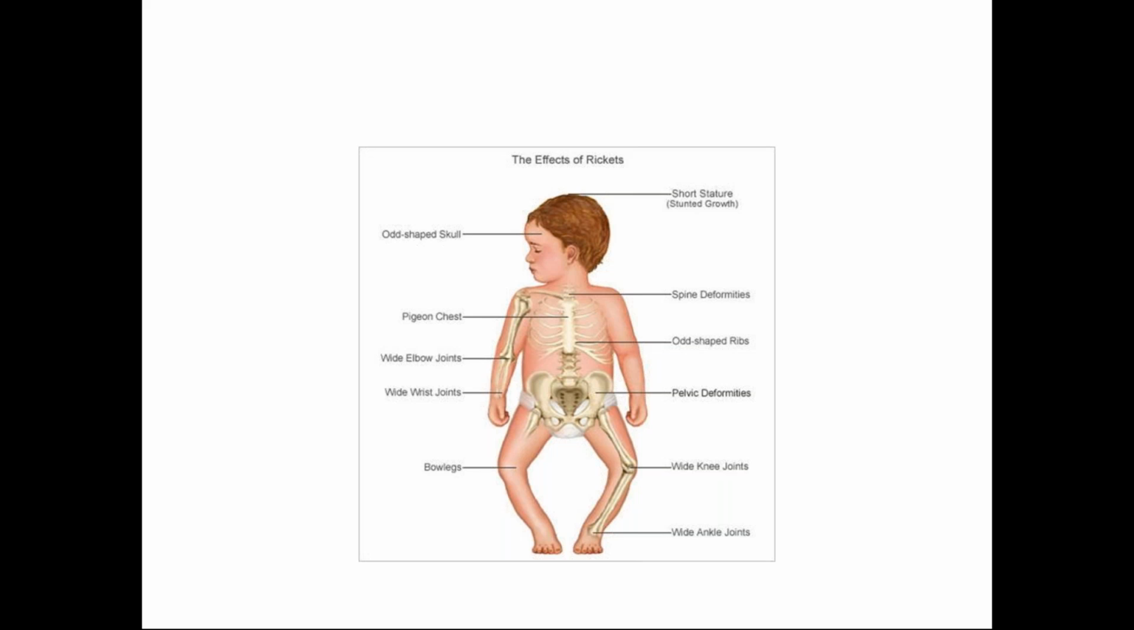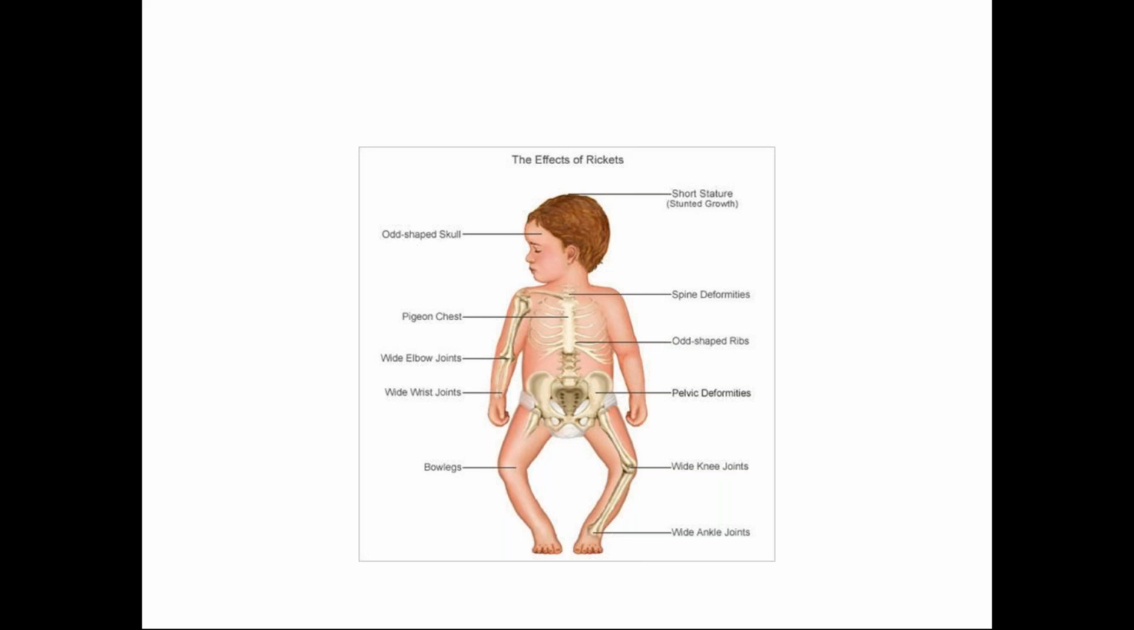And what is rickets? What are the clinical features? In rickets, first, if it is an infant or less than 18 months, a wide open anterior fontanelle is the most prominent sign, along with short stature. On general appearance, you can see short stature or stunted growth, and you can see spine deformities.